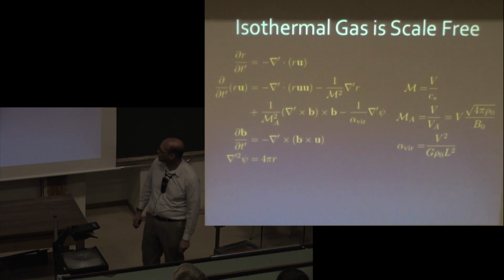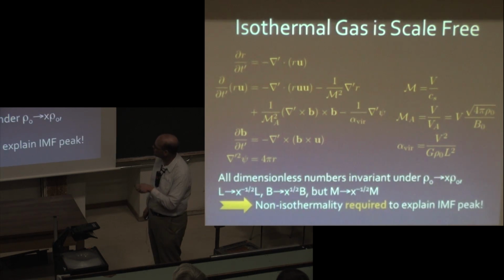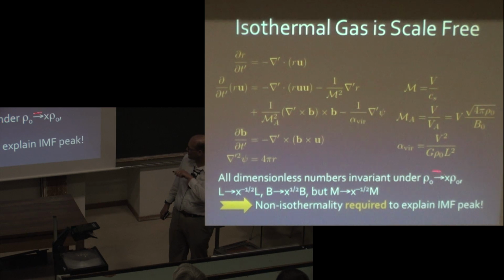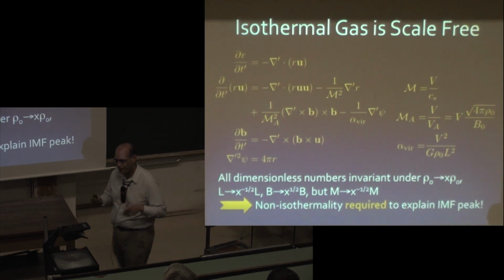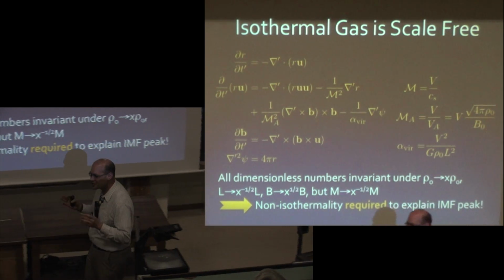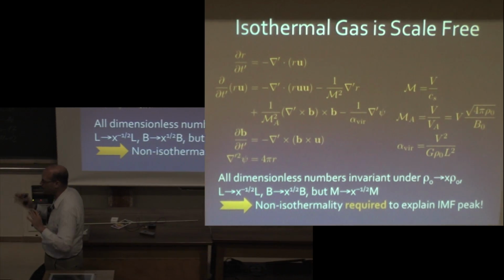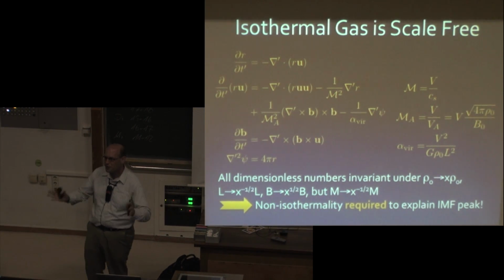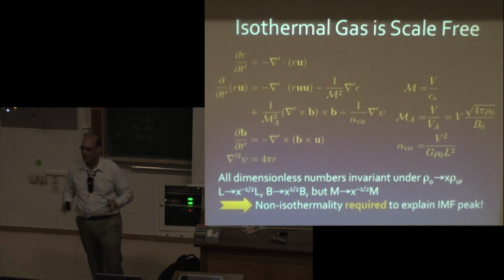So here's the problem. In about one line of algebra, I can show that these 3 dimensionless numbers are invariant under this transformation. But the mass isn't. What that means in practice, for those who are used to dimensionless numbers: someone says, I did a simulation of a fragmenting isothermal gas cloud, and it collapsed, and I got a bunch of stars, and look, it reproduces the IMF, it's got the peak in exactly the right place. Give me a Nobel Prize.